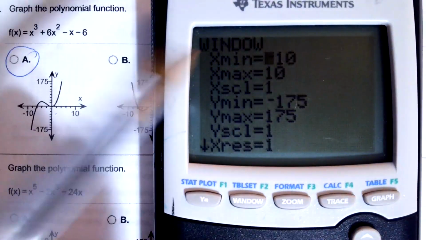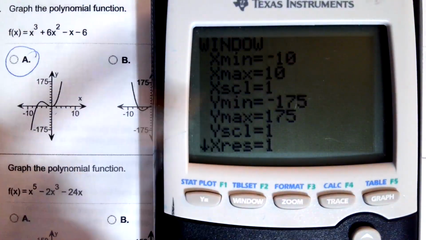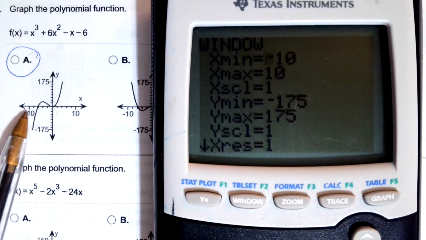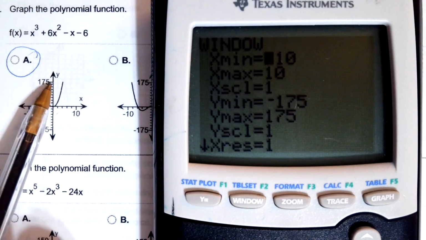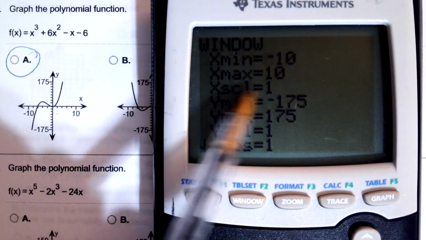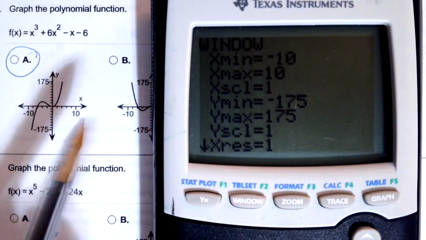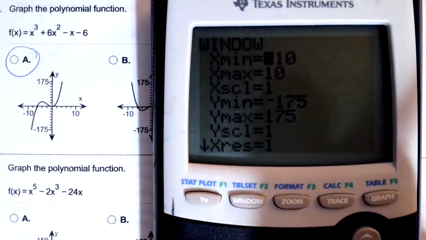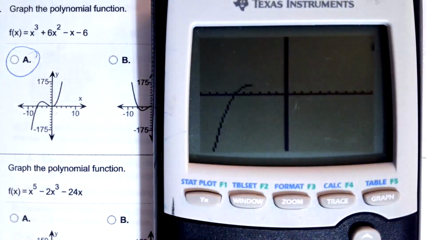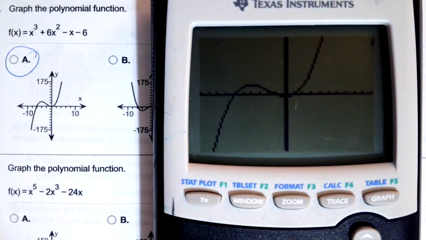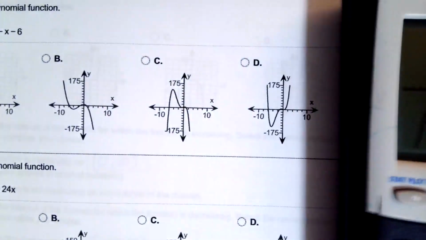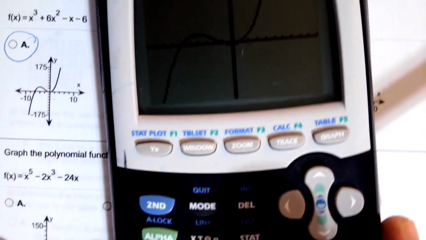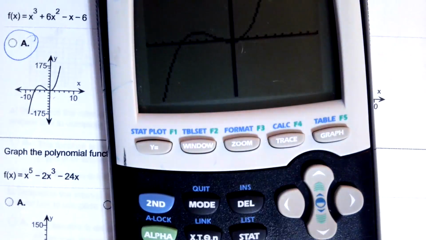And we're going to set the window. I've already set it up for this problem. The x minimum is negative 10. The x maximum is 10. The y minimum is negative 175. And the y max is 175. And the x scale is 1 and the y scale is 1. It's fine if you leave it like that. It's not going to make any difference. We're going to be able to graph it and get our answer. So our answer is A. That's the one that it matches. So you can put that in there and you can graph it and you can get those answers.